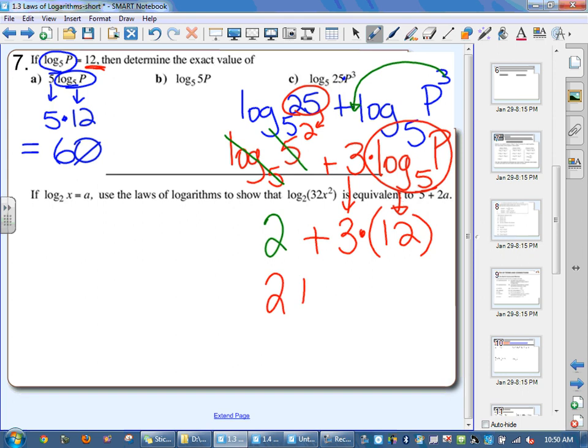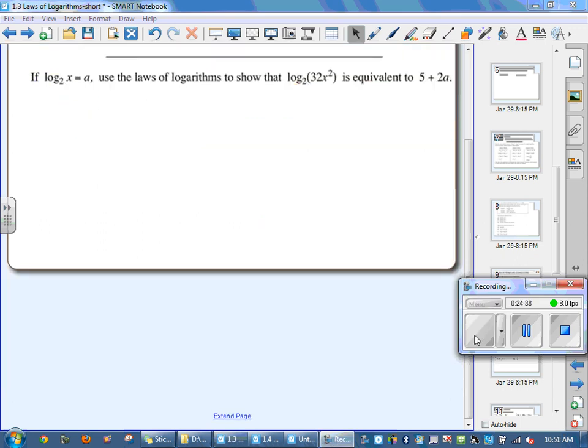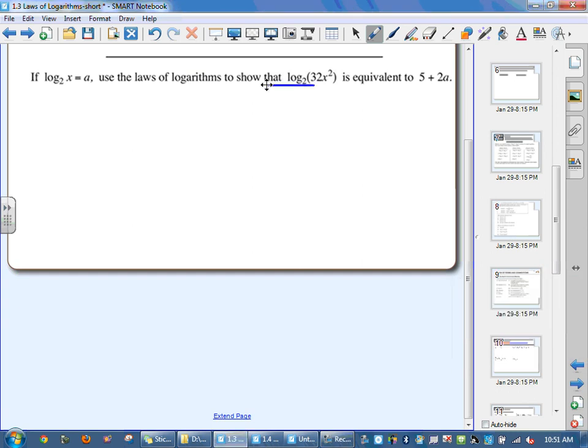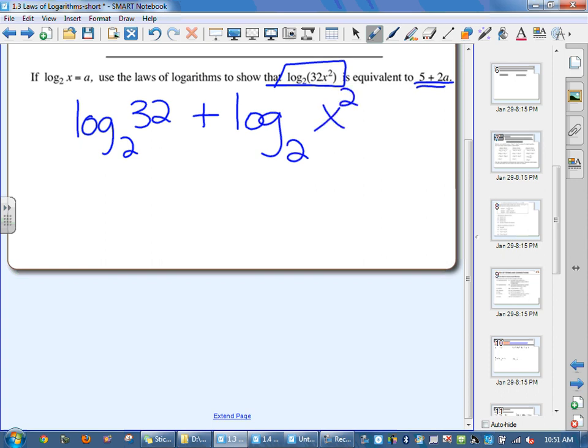Okay, we take a look at the next expression. We've got log base 2 of x equals a. We want to prove this simplifies to this answer. So that means we need to use our log laws and separate it. So I'm going to do log base 2 of 32 plus log base 2 of x squared. Now, why did I separate the x squared and 32? Because they're sitting side by side attached. And when they're side by side attached, it means multiply. To separate a multiplied log, you put a plus sign between them. That's how you separate them. Okay?